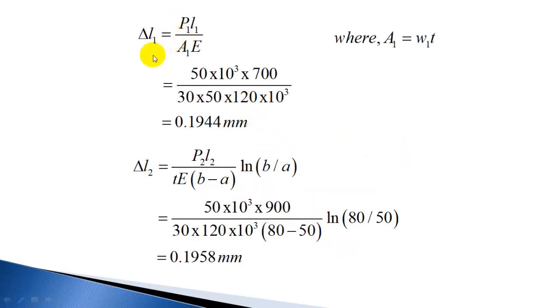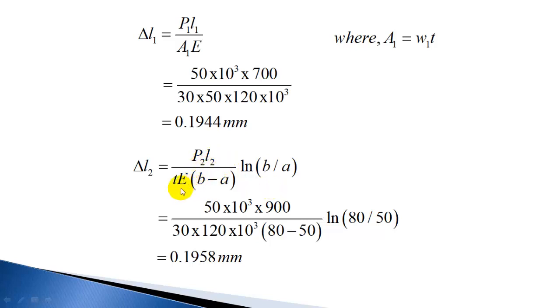Now for the first portion you can find out the change in length using the PL by A equation, where area A1 is W1 into T. W1 is 50, width is 50, thickness is 30 mm. So 50 into 30 is area, Young's modulus 120 into 10 raised to 3, load is 50 into 10 raised to 3, length is 700. So it works out to 0.1944 mm.